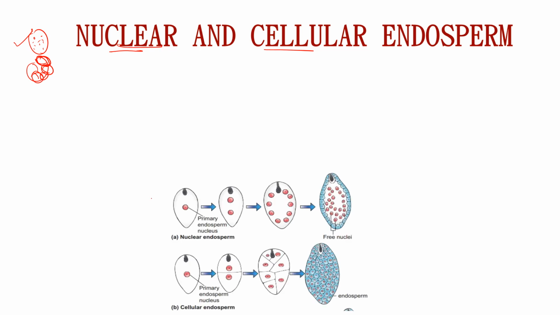Next is nuclear and cellular endosperm. In some endosperm only nuclear division occurs first and then cells are formed, while in cellular endosperm, cell division occurs directly. In nuclear endosperm, first karyokinesis occurs for many divisions and then cytokinesis occurs, but in cellular endosperm cytokinesis and karyokinesis occur together. So there are two types of endosperm. As seen in this picture, in this one nuclear division occurs first and after that the cell wall is formed, while in this one the cell wall is formed as the nuclear division is occurring.